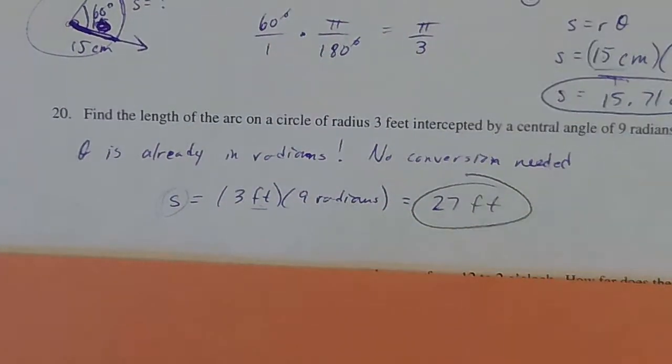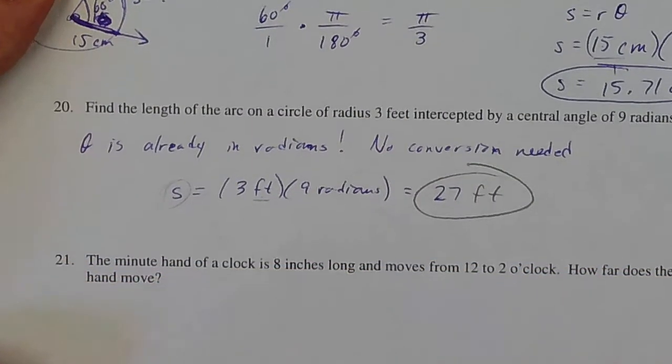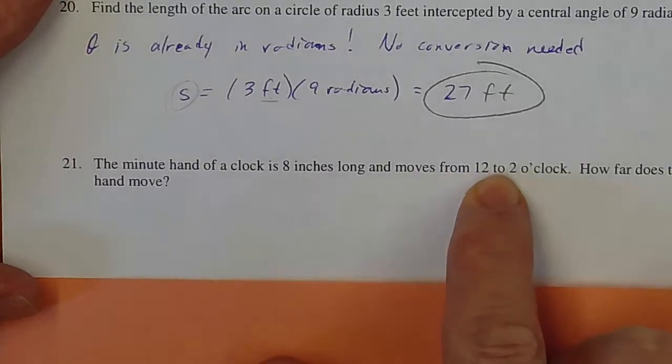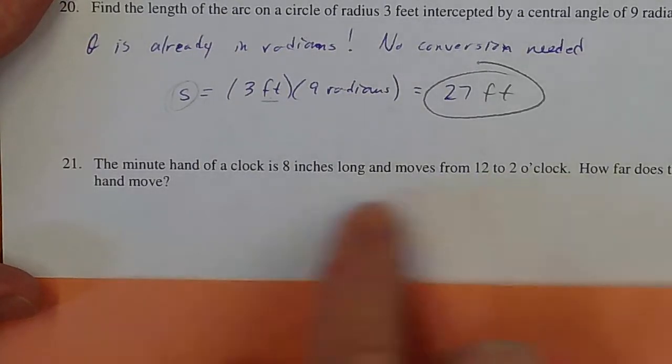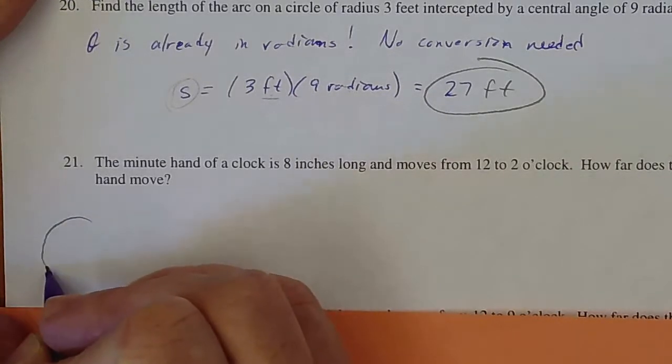Okay, let me take you through 21, and then if you guys try 22, we'll be done for the day. The minute hand of a clock is 8 inches long and moves from 12 to 2. How far does the tip of the minute hand move? Let's go ahead and draw a picture of this situation.